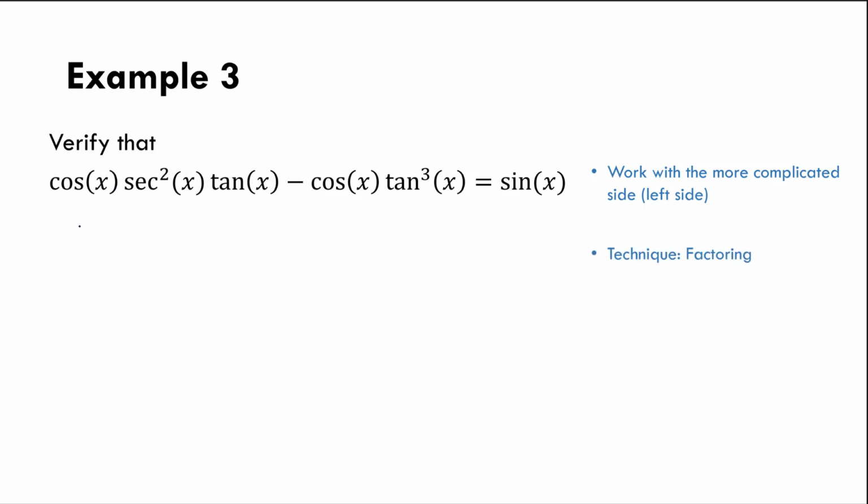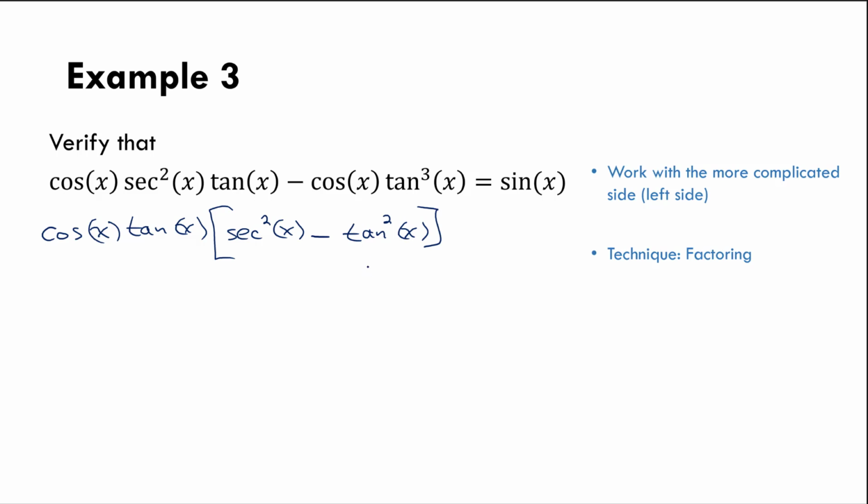Okay, so what can I factor out of here? Well, I can factor out a cosine of x times a tangent of x. In my first term, I'm going to be left with just secant squared x, rather, minus tangent squared x for my second term, okay?